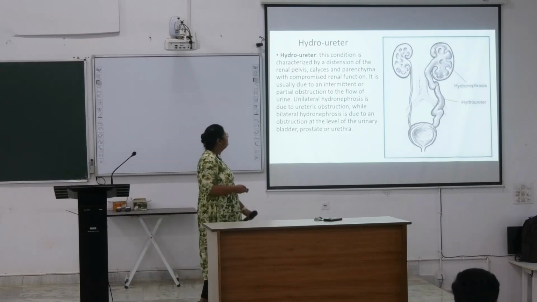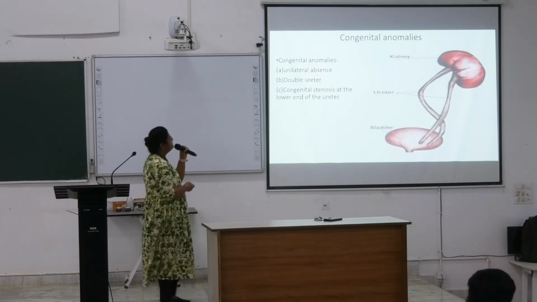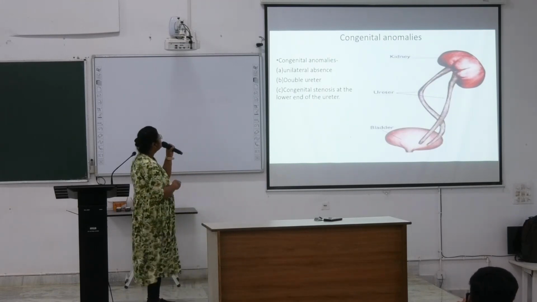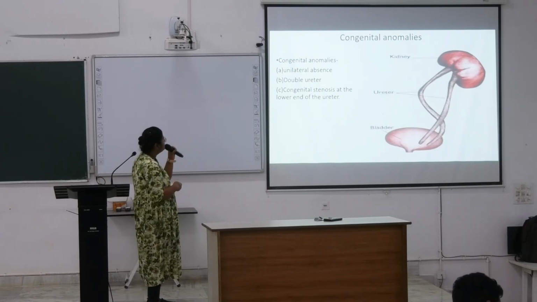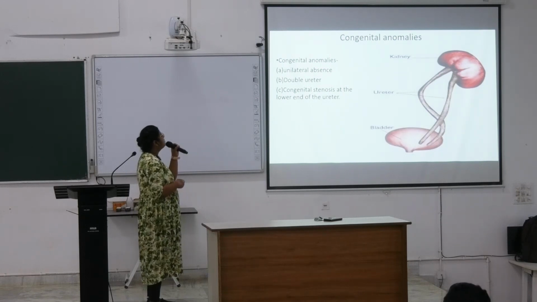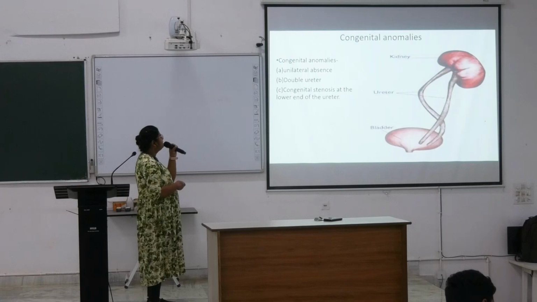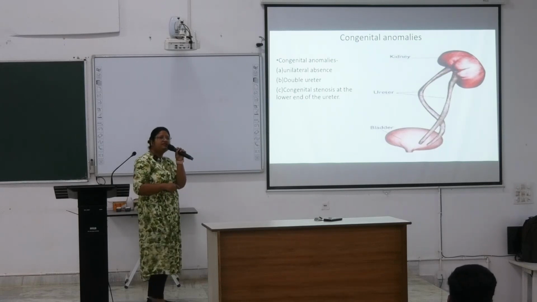Next, congenital anomalies. Unilateral absence can be there. Absence of ureter and one-sided kidney can also be present. Double ureter, here two ureters are present from this kidney. Congenital stenosis at the lower end of the ureter. These are the different congenital anomalies of the ureter.